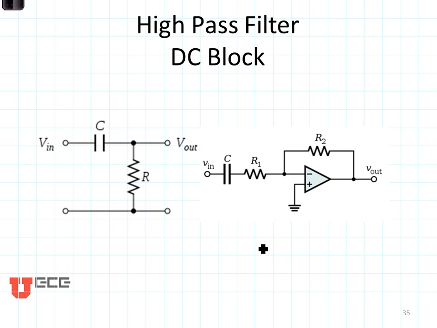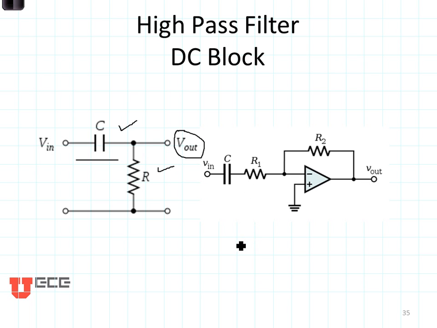Here's a high-pass filter design, or a DC block. In this case, notice I've just switched the location of my capacitor and my resistor. If I were sending a DC signal through, this capacitor would look like an open circuit, and my output voltage would be 0. Nothing would come out. What if I had a high-frequency signal? Then this capacitor would act like a short circuit, and the full voltage would come out.